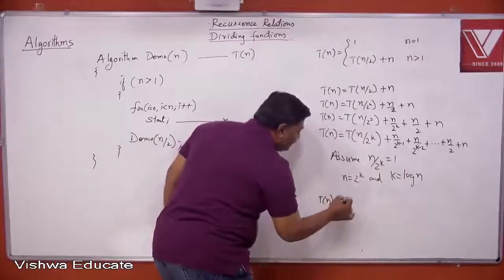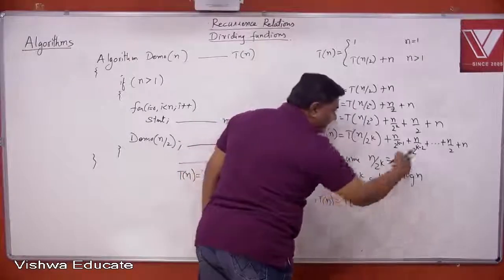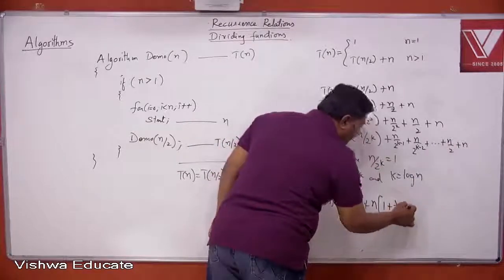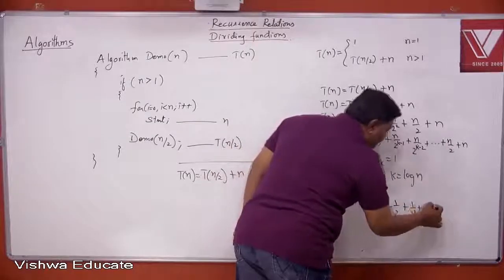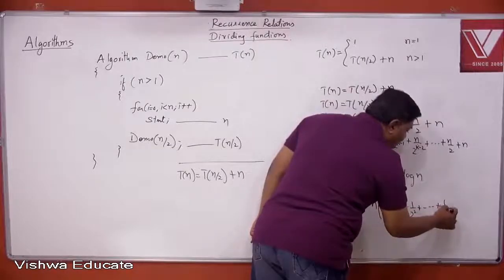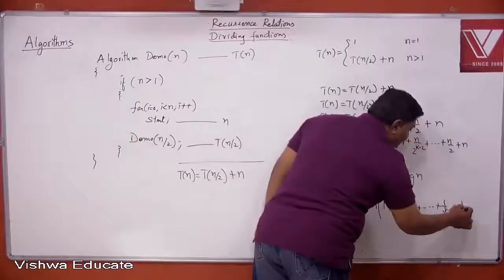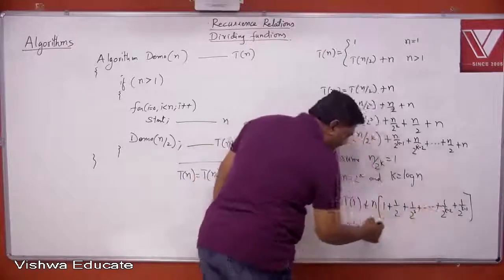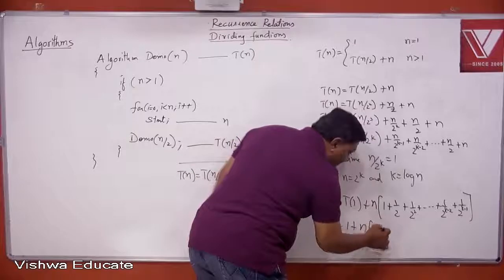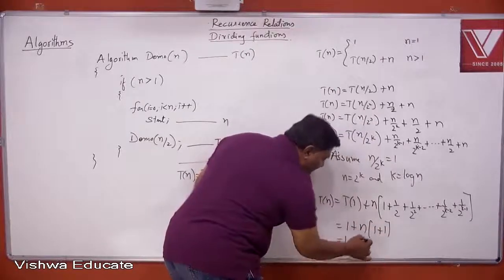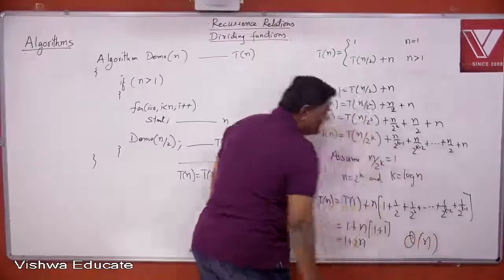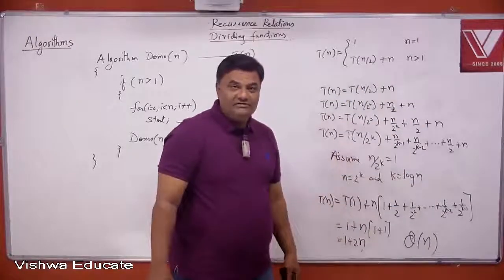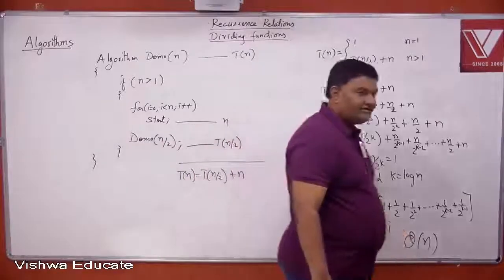So T(n) is equal to T1 plus, n is common among all. From that side I will take 1 plus 1 by 2, then next will be 1 by 2 square, then goes on to 1 by 2 power k minus 2 plus 1 by 2 power k minus 1. This is 1 plus n. I have already explained this. This is equal to what? 1. So already 1 is there. 1 plus 1, that is 2. So 1 plus 2n, and this is theta of n. The sequence I have already explained. Just now I wrote that it will be equal to 1. So take this, this is theta of n.